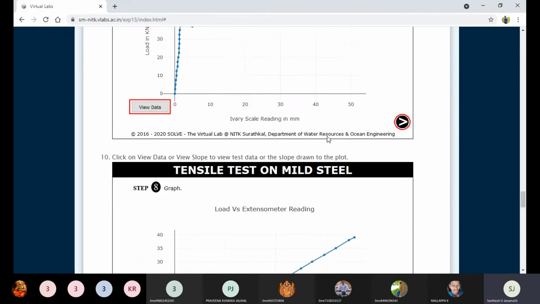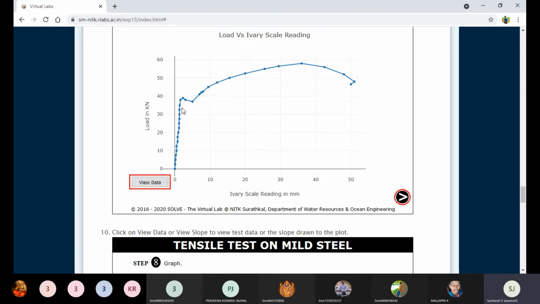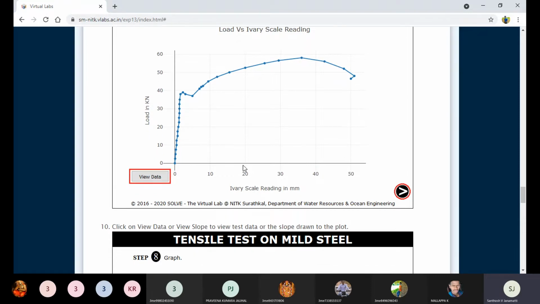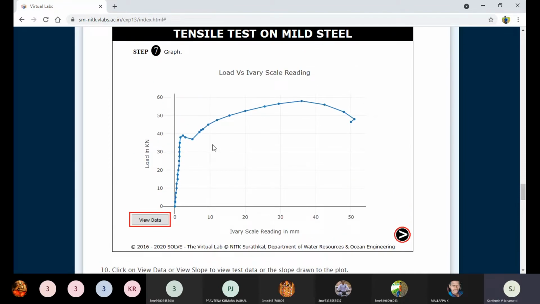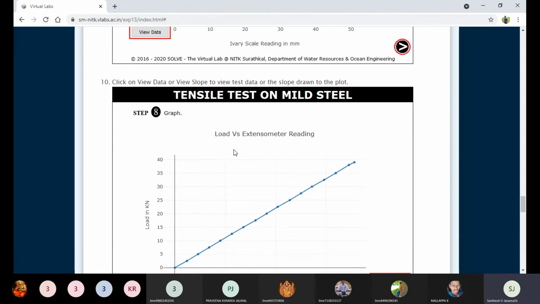This is very important, and you have to note all the salient features. We have to highlight all the salient features: lower yield point, upper yield point, elastic limit, proportionality limit, as well as this fracture point. Already I have explained this, but you need to mark all these salient features over the graph in the examinations.